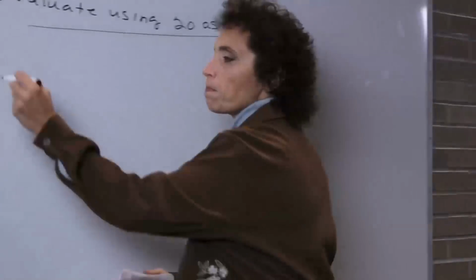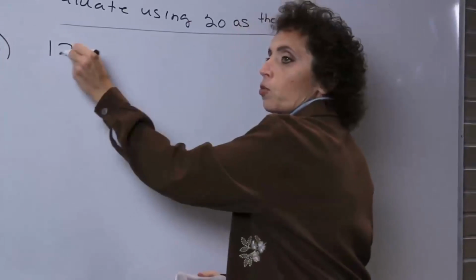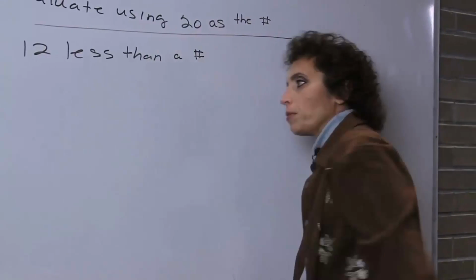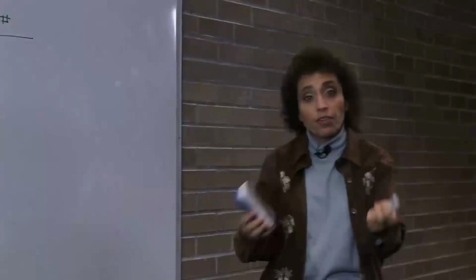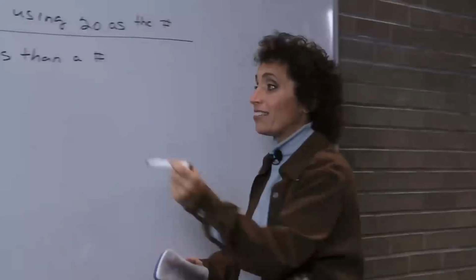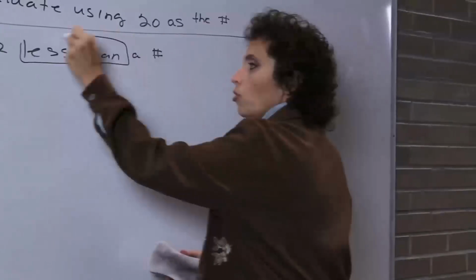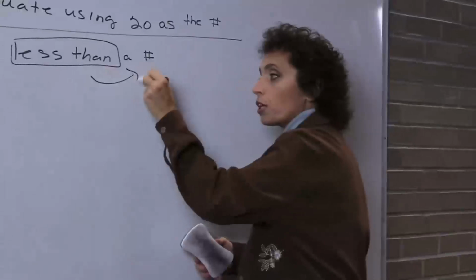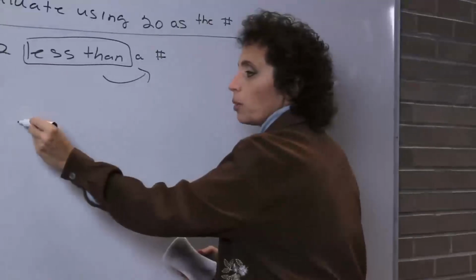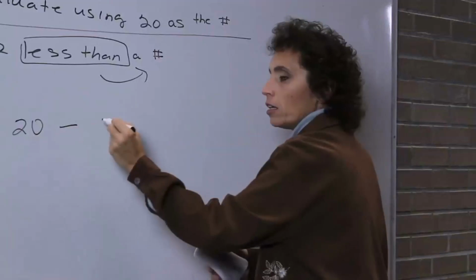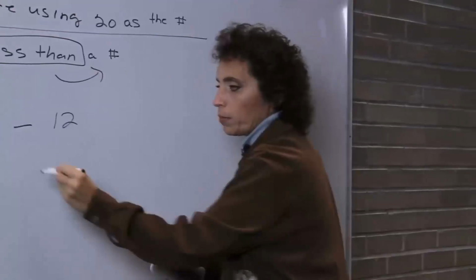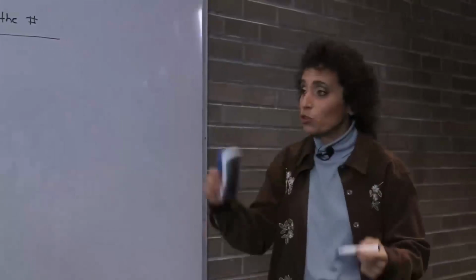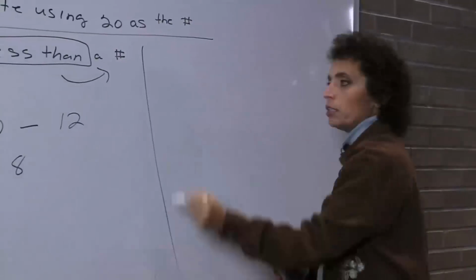Number 5, 12 less than a number. All right. The key thing here is the whole entire phrase less than. Remember, less than means subtraction, but you have to switch the order. Whatever comes after it goes first. So 12 less than a number. So the number's got to go first, less than, okay? And here comes the 12. So 20 minus 12 is 8. So remember, the phrase less than or the word from has to switch the order. That's really, really important.